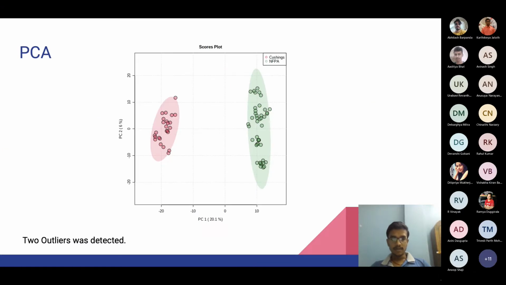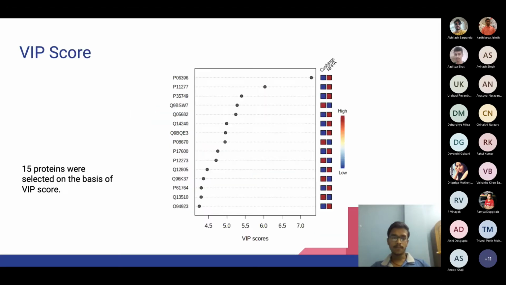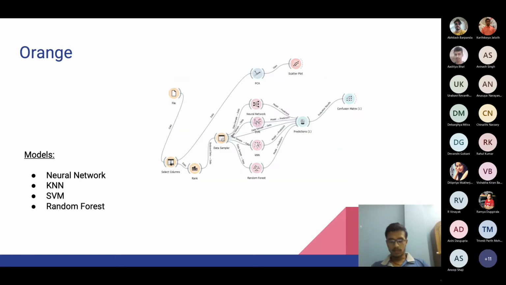Afterward, the PCA was done, in which we found 2 outliers which were taken care of. Then the VIP table of the data was generated, in which 15 proteins were selected for further analysis. The 15 proteins taken from the MetaboAnalyst analysis were taken forward into Orange.